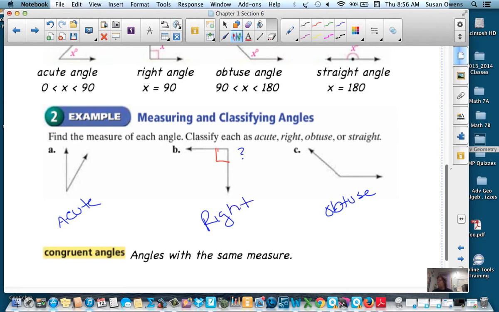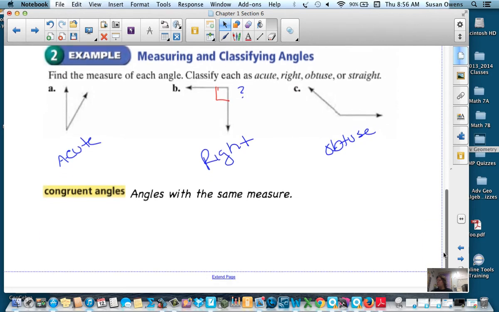Okay. So we want to make sure when we're looking at pictures we don't make assumptions. You know, the first and the last one are obviously acute and obtuse. I'm okay with that. The middle one, though, I definitely can't classify unless someone tells me something about the picture or labels it in some way.